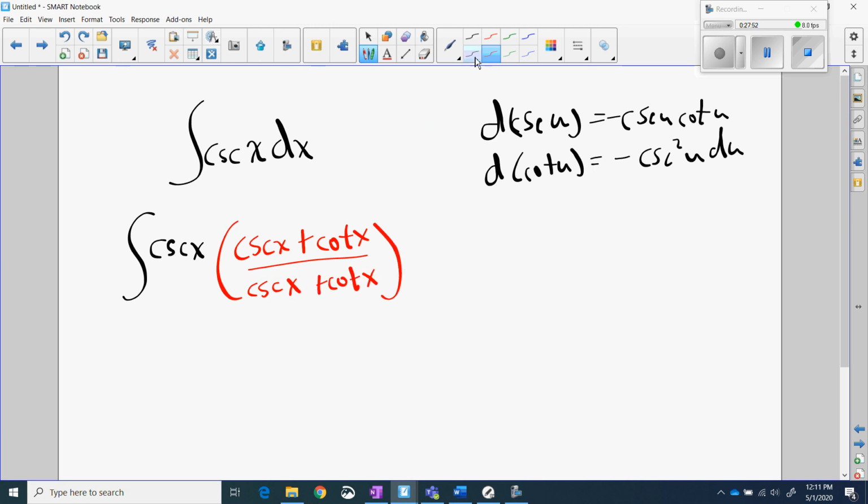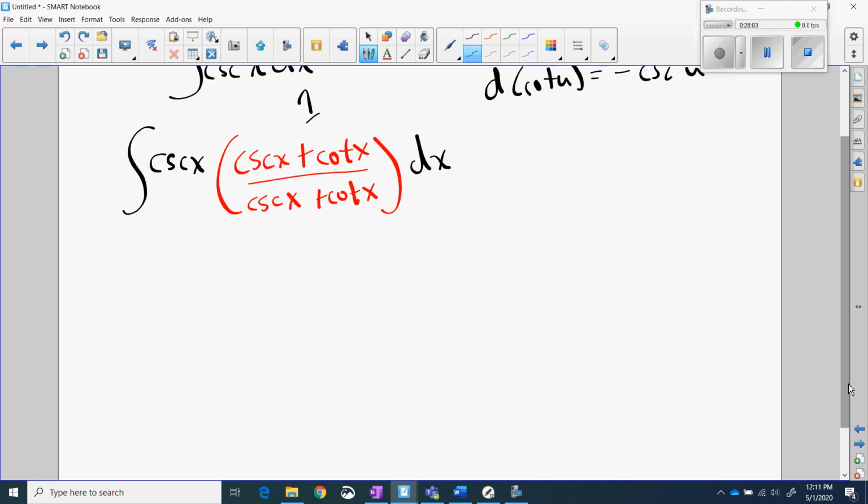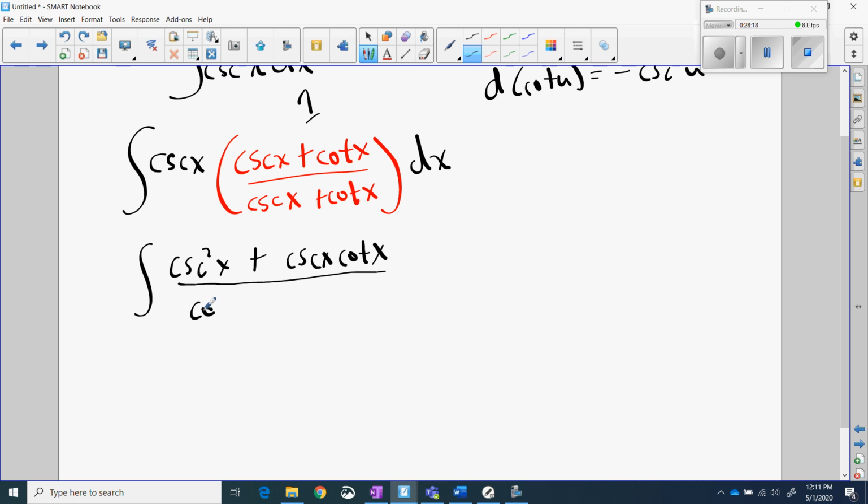So I still have my dx here. And remember, this is completely legal because it's really nothing more than a fancy number 1, and you're always allowed to multiply by something that's equal to 1. So the numerator becomes the integral of cosecant squared x plus cosecant x cotangent x over, again, I'm just going to switch these, cotan x plus cosecant x.